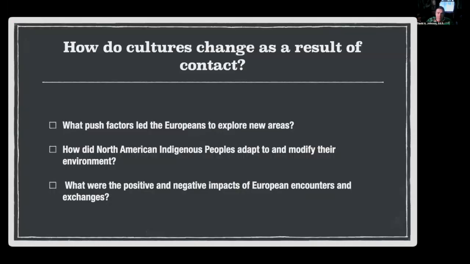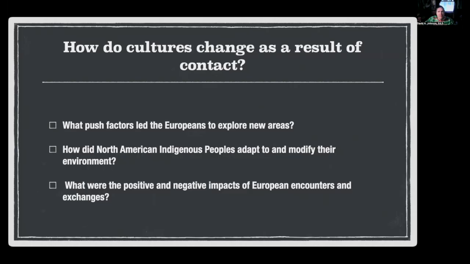So on that note, you see with our supporting questions, our compelling question is how do cultures change as a result of contact? And then our three lessons in this unit are centered around these questions. What push factors led Europeans to explore new areas? How did North American indigenous peoples adapt to and modify their environment? And then what were the positive and negative impacts of European encounters and exchanges? So you see we're talking about European exploration here in the first lesson. And again, you get some hints of enslavement in Africa here, but there's more to come in Unit 3.